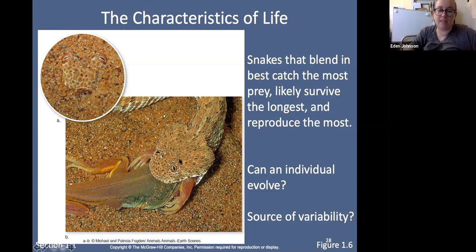So what is the source of variability in a population? If I had this sand-colored snake and an orange snake, what is the source of that variability? It's its genetics, okay? Your genes. So the difference between me and you, our hair colors, our heights, our eye colors, our skin color, anything between us are our genetics, okay?